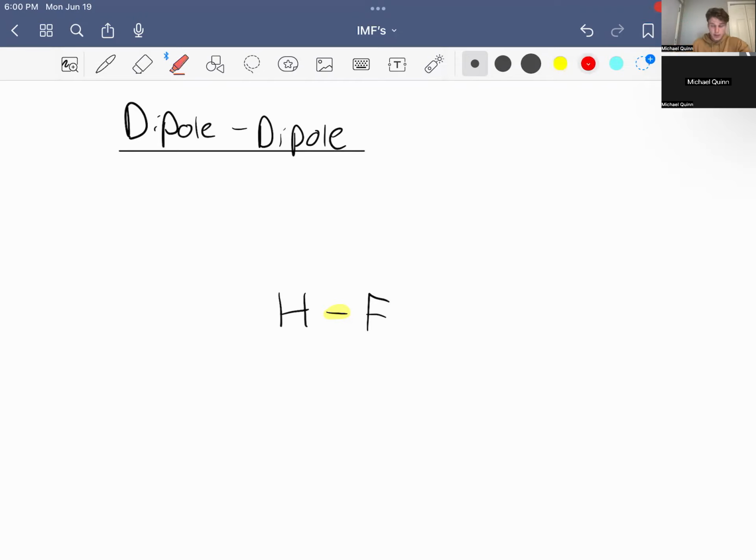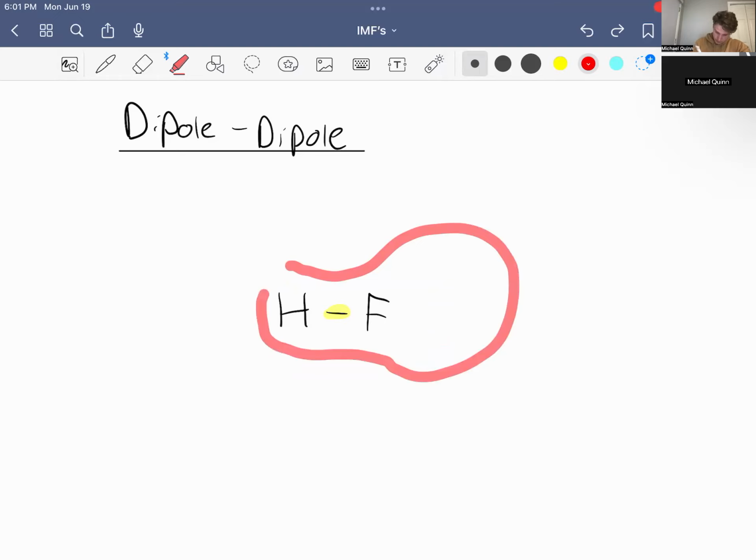So what I like to do is sometimes denote a little electron cloud. It doesn't have to be perfect. If both were the same atoms, we could draw it symmetrical like this. But because fluorine wants that cloud much more than hydrogen does, it looks more like this, where fluorine really hogs that electron cloud.